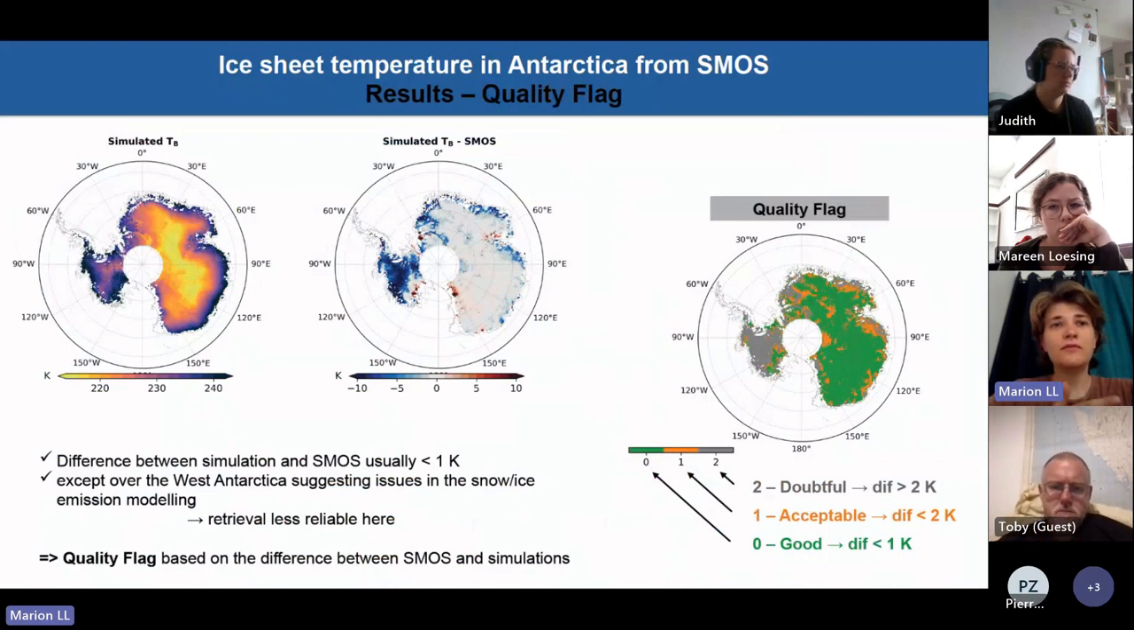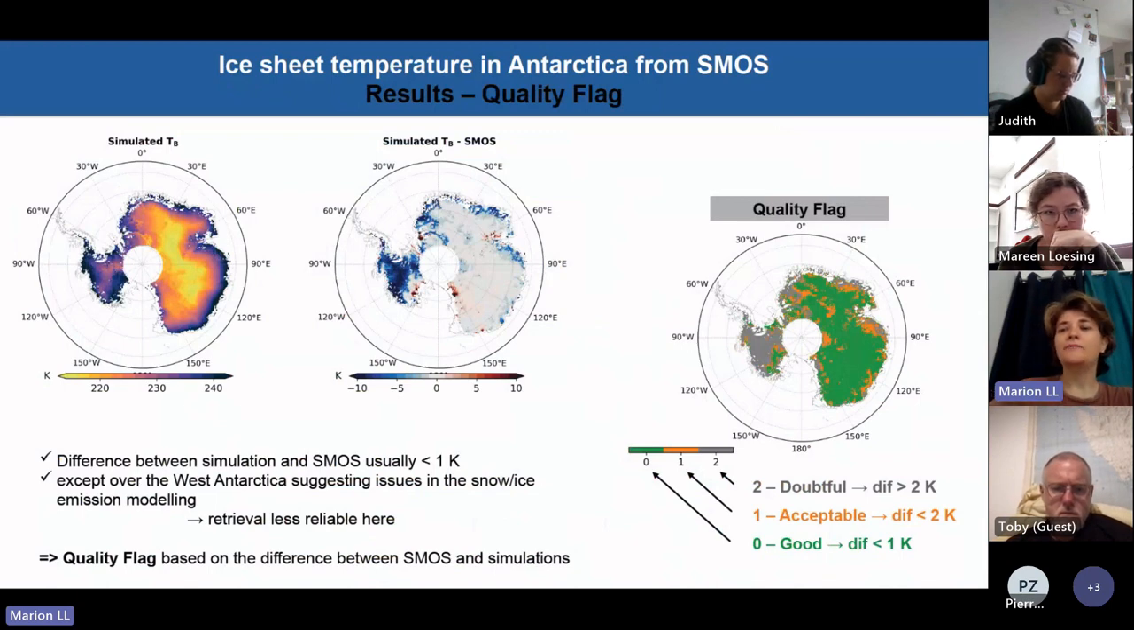We know that it's more difficult to reproduce the small signal in this place. So we decided to build a quality flag, and we can see this flag on the right map. If the difference is lower than 1 Kelvin, it's green, it's okay. If it's lower than 2, it's okay, we can use it, but if it's higher than 2 Kelvin, we have to take care about the reliability in this place.